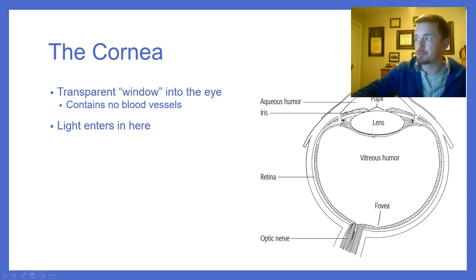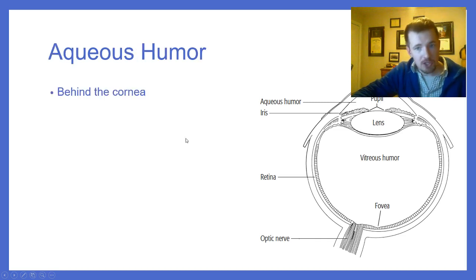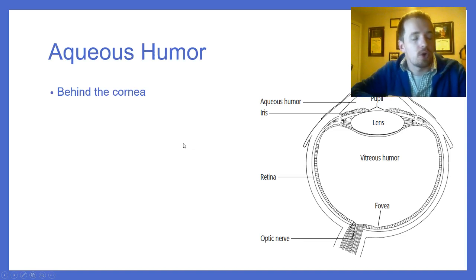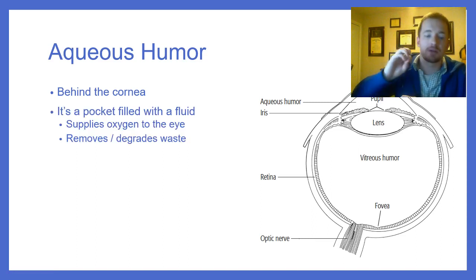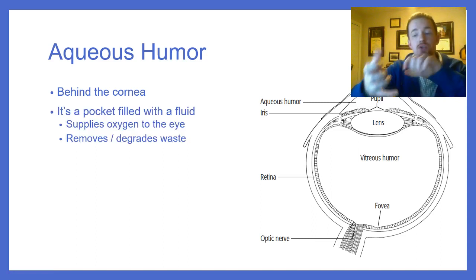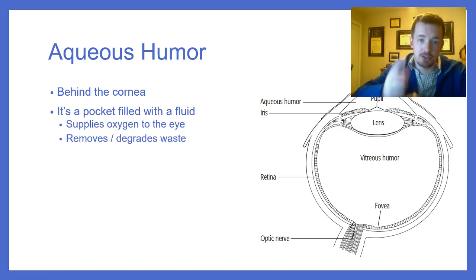So we have light that's coming down and passing in through. The first thing that we're going to reach is the aqueous humor after it passes through this window. The aqueous humor is no laughing matter. So it's not humorous, but instead it's basically a pocket that is filled with a fluid that is going to supply nutrients to the cornea.